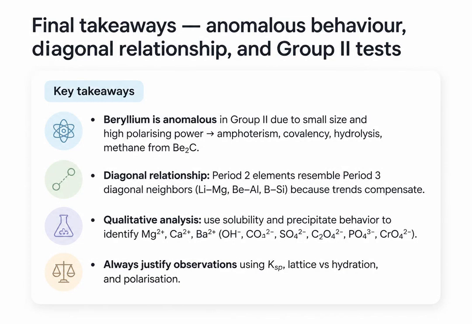To wrap up, beryllium's anomalous behavior in group 2 comes directly from its small size and the strong polarizing power of Be2+, which explains amphoterism, covalent character, hydrolysis of salts, and methane formation from its carbide. Diagonal relationship is the broader periodic idea that certain period 2 elements resemble period 3 diagonal neighbors, because moving across and down the table produces opposing trends that can balance out.